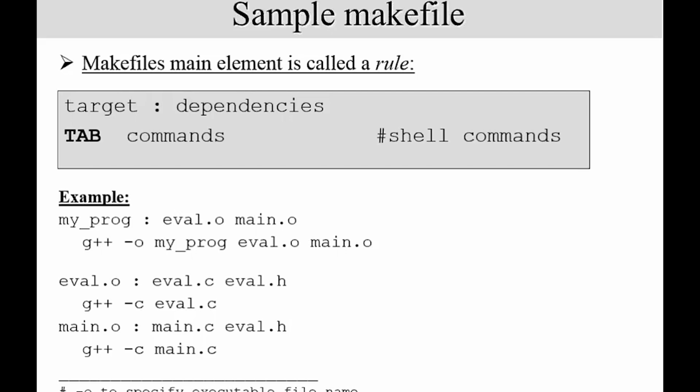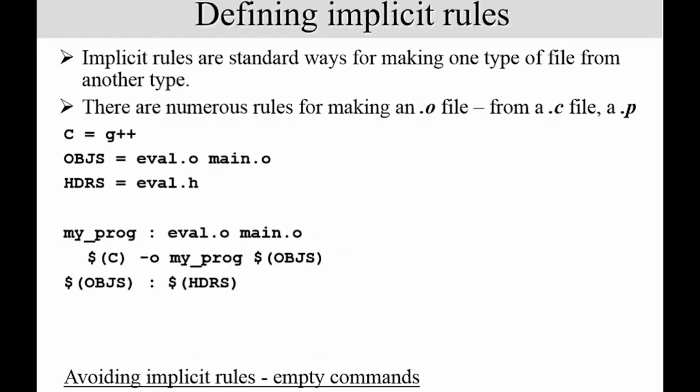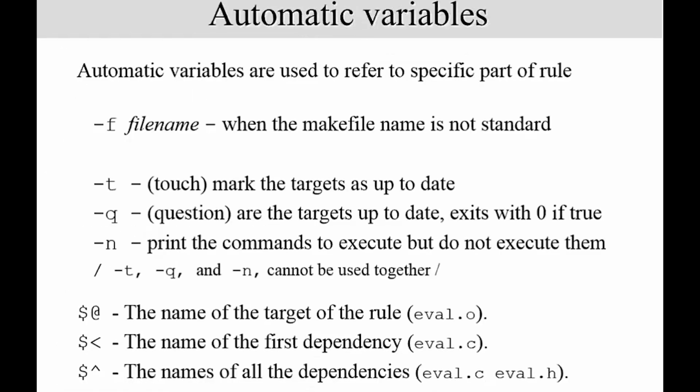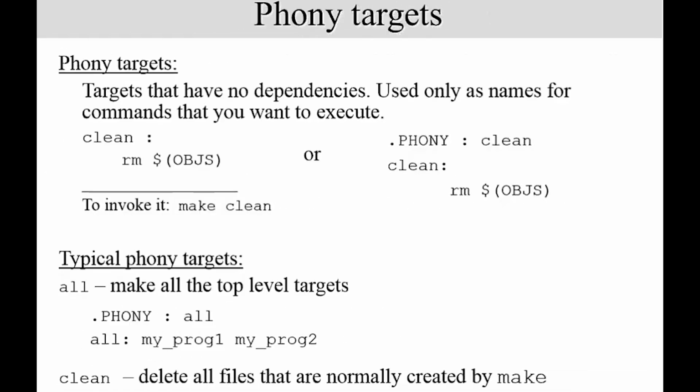Only if you specify the target as my prod, then it will run everything. That too only if there is any change in the eval.o or main.o, then it will start running. Otherwise it will evaluate the dependencies. If the dependencies are okay, then it won't even run. So similarly, if you want to just invoke the target clean, we just say make clean, and then it basically removes all the things.